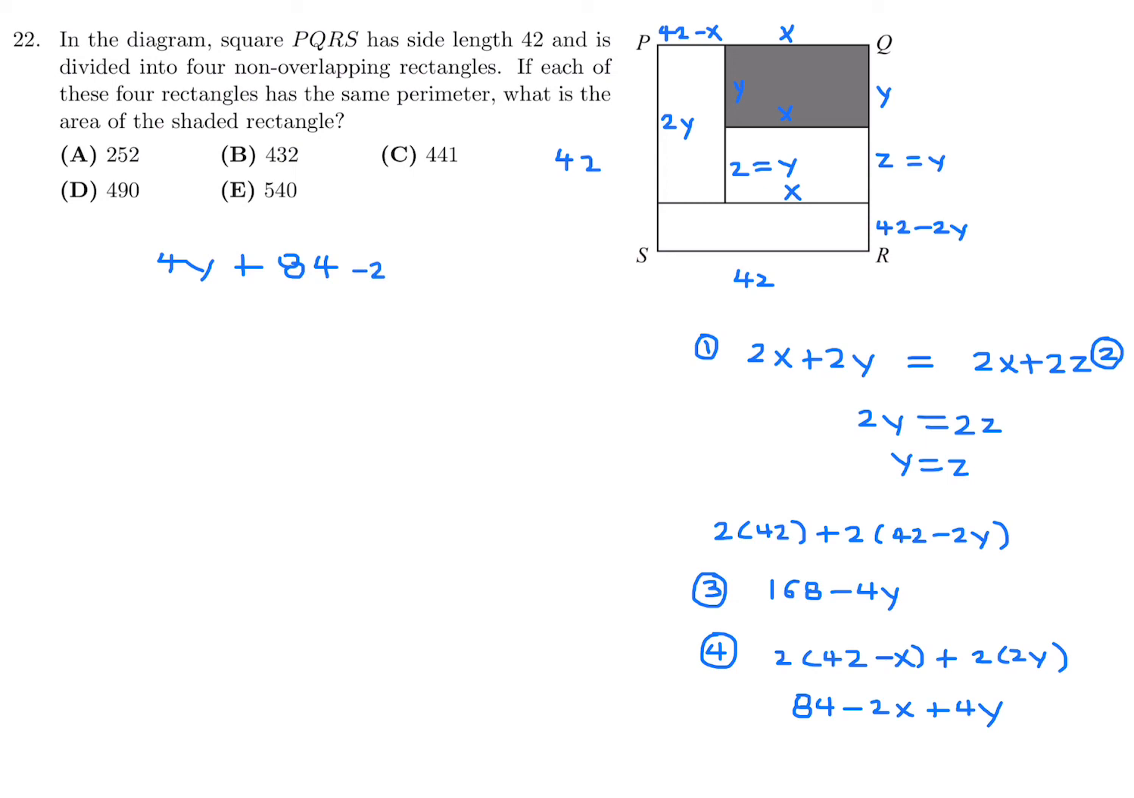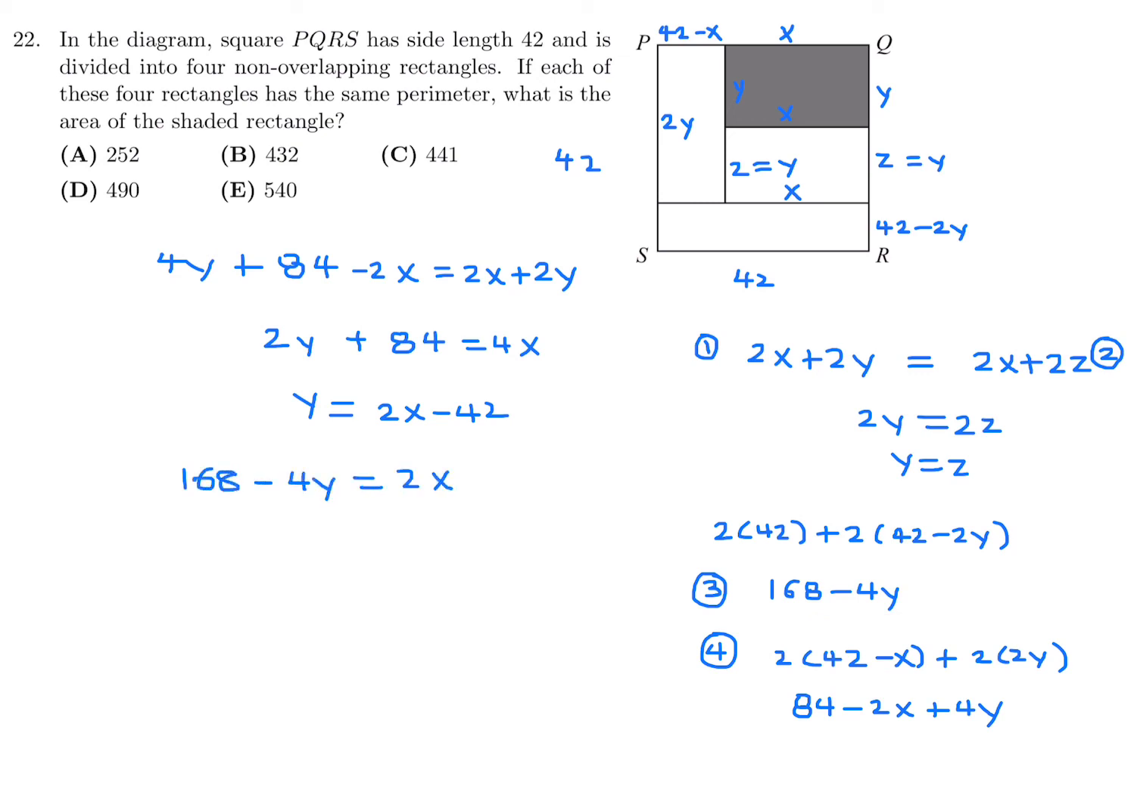84 minus 2x is equal to 2x plus 2y. And then that means that 2y plus 84 is equal to 4x. And then dividing through by 2, you get y is equal to 2x minus 42. And then now I can just substitute. I'll use this one now, that one, and this one, since they have x's and y's. So 168 minus 4y is equal to 2x plus 2y.